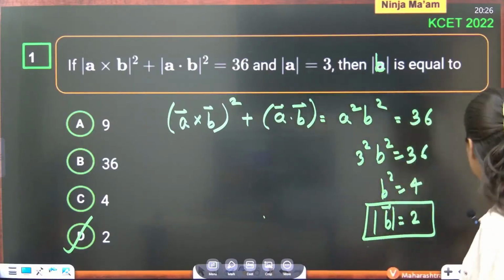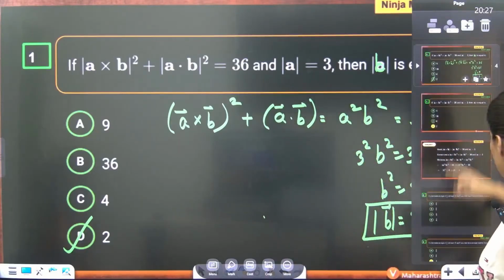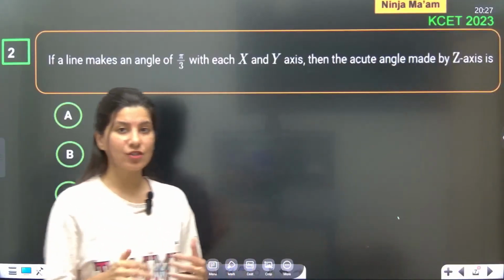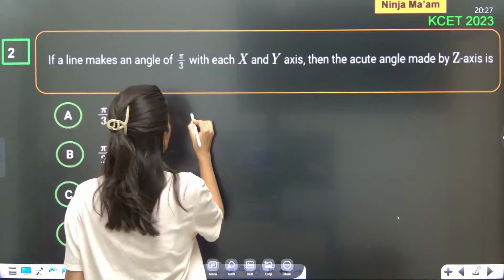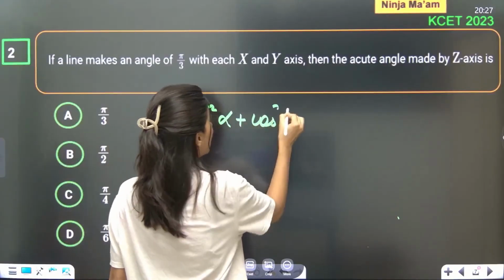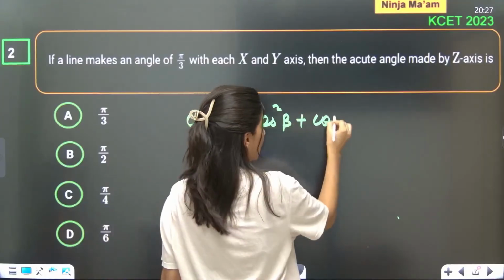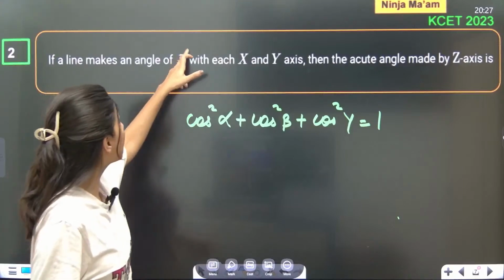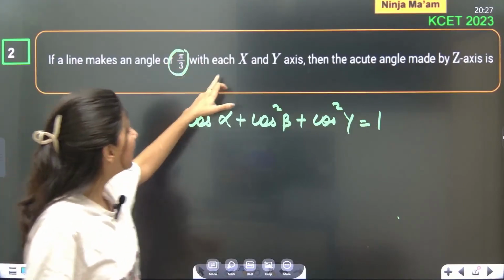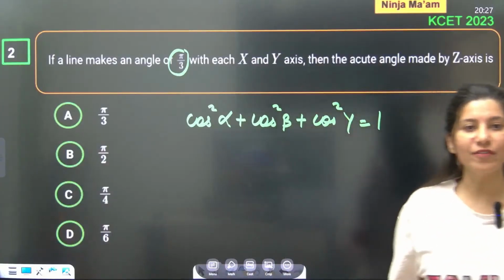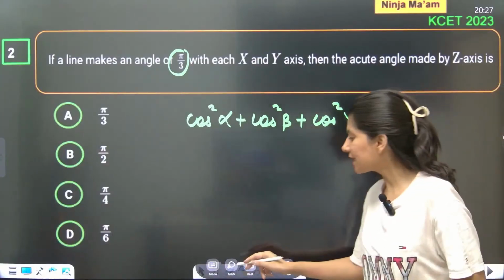The next question over here is from 3D geometry and based on direction cosines. So we know the relation between direction cosines, cos square alpha plus cos square beta plus cos square gamma is equal to 1. Correct? Now as per the question, line makes an angle of pi by 3 with each x and y axis.